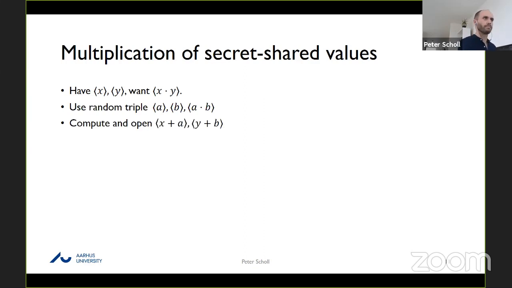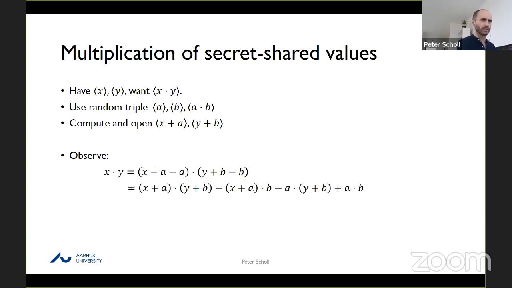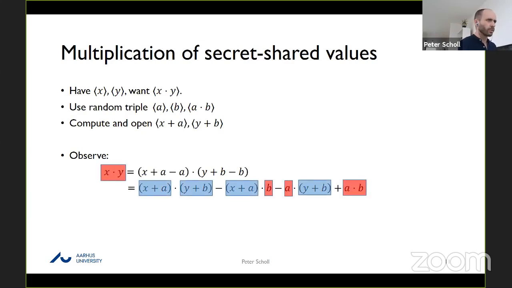So we'll first mask and open inputs X and Y with the A and B values of the triple. And these are just random, so this isn't going to leak anything about X and Y. And then I'm going to write this product relation in a slightly different way by adding some terms which are 0 to both sides and then expanding the result. You get something a little ugly, but if you highlight some of the terms here, then it makes a bit more sense what I'm doing.